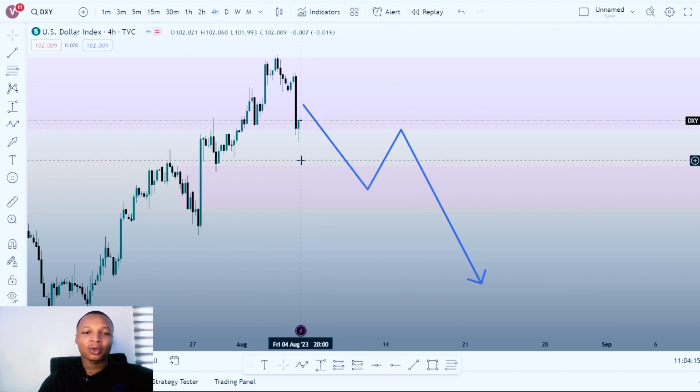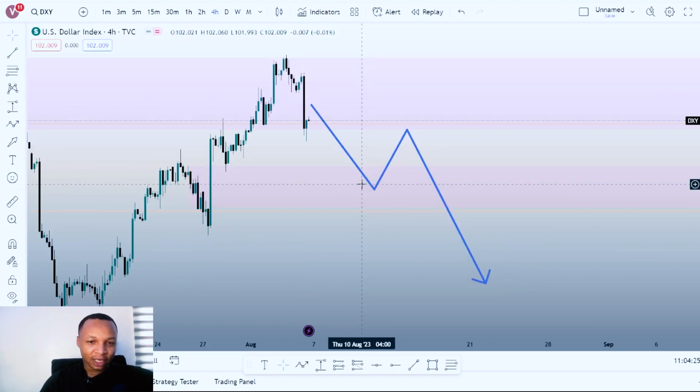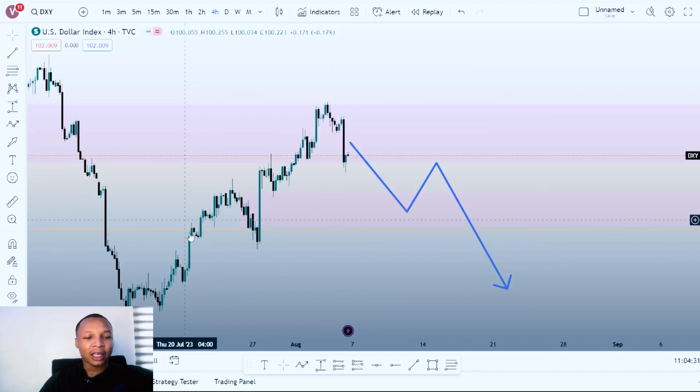Once again, no offense to anyone watching from the US, we mean you no harm. All right, no offense intended. We just want to take trades and make profit out of the financial market. Regardless of where the market is going, we just want to make profits. Okay, so that will be all for the dollar index.